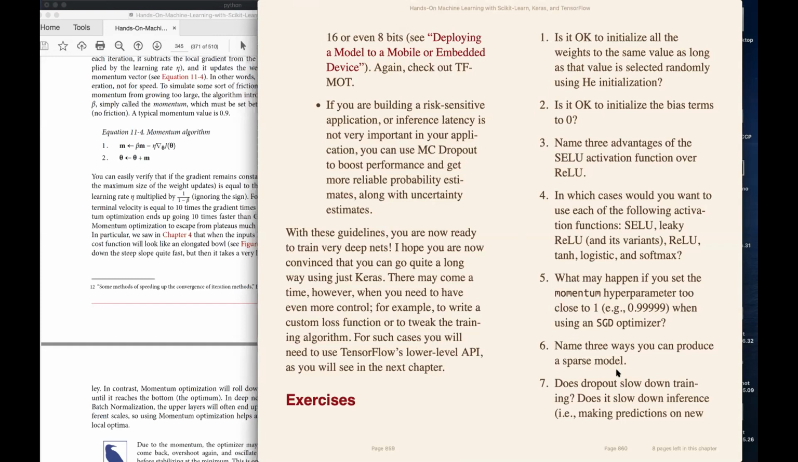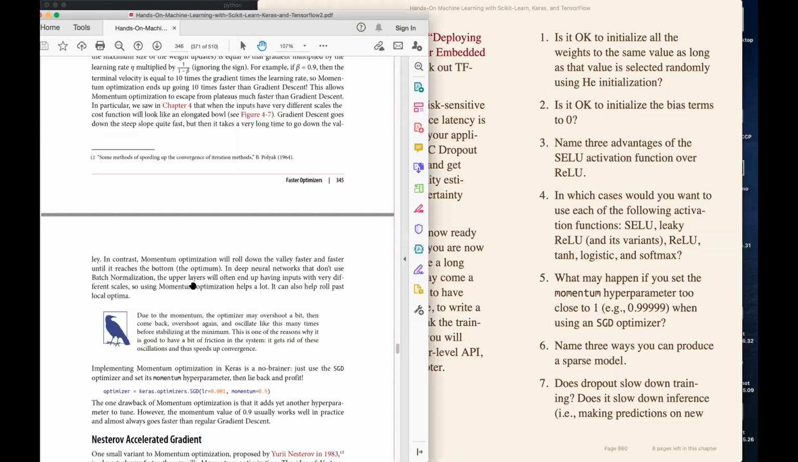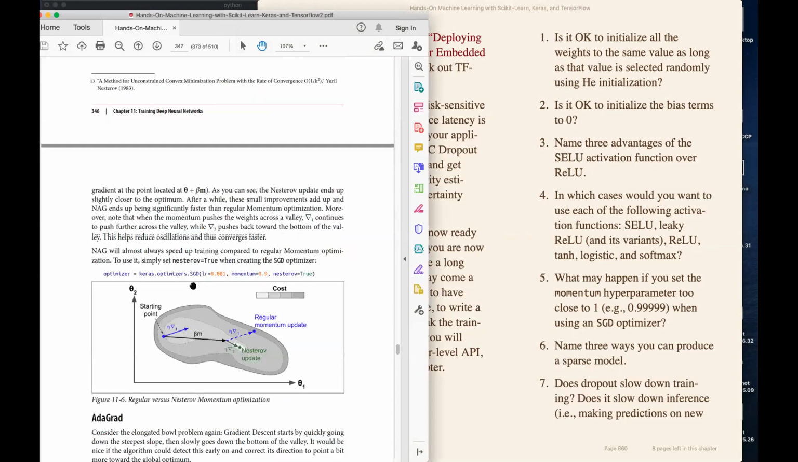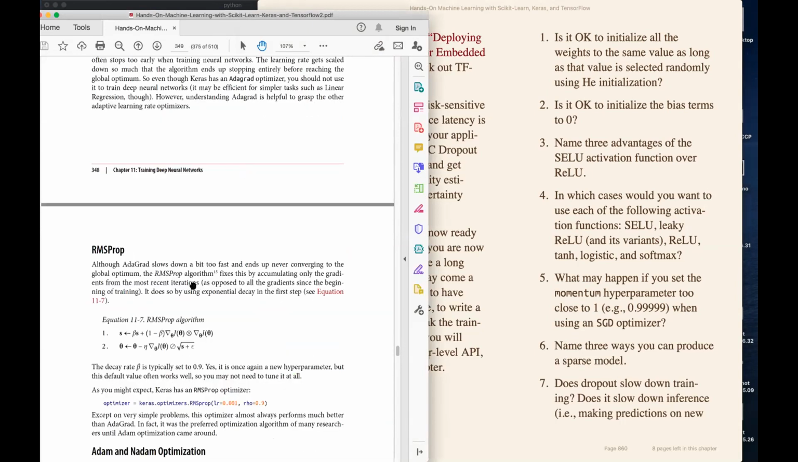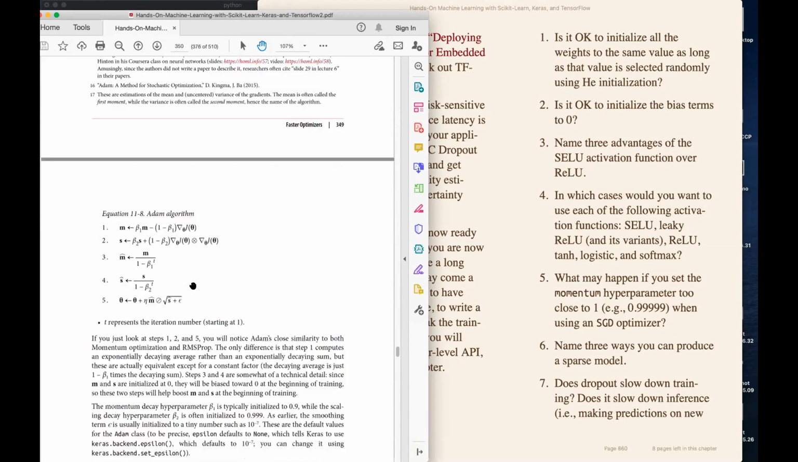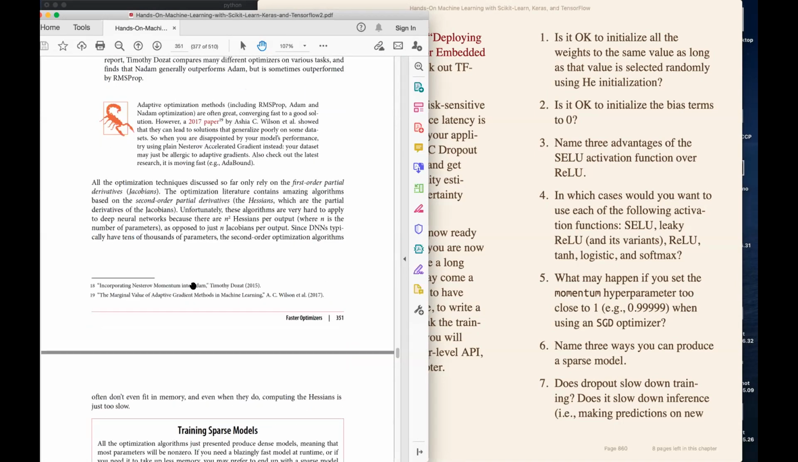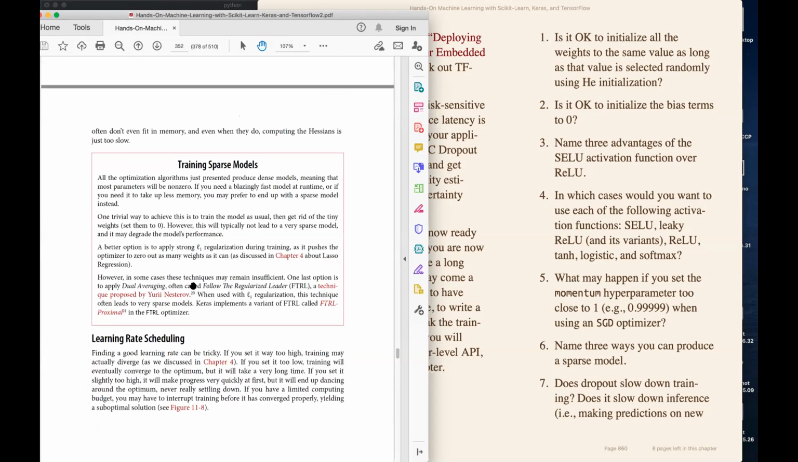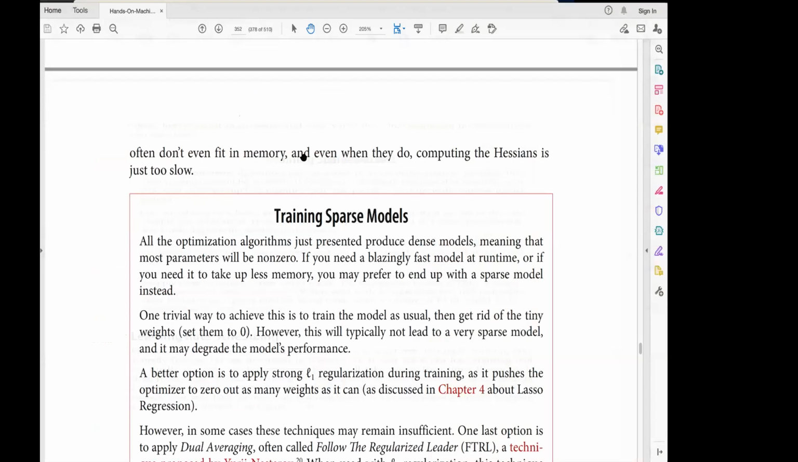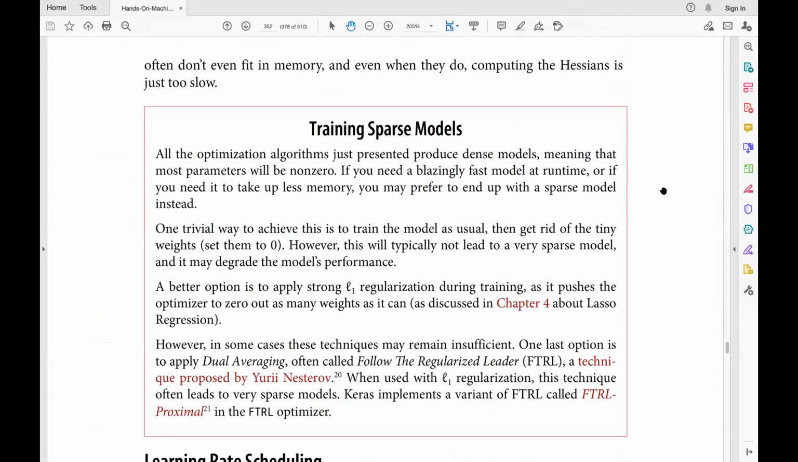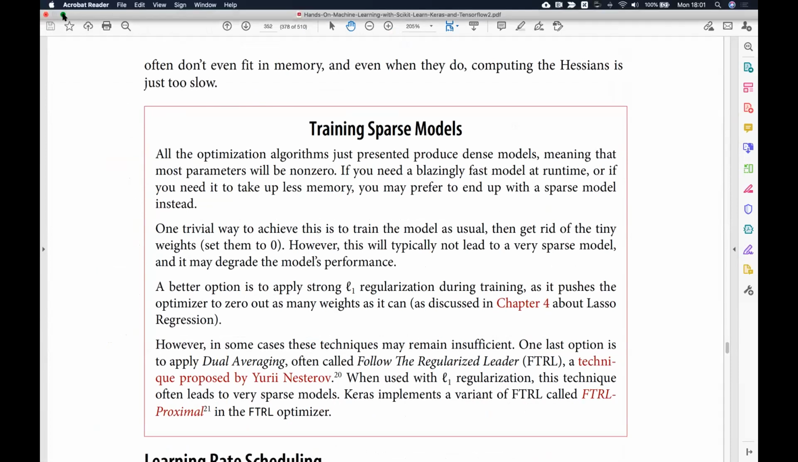What's a sparse model? Yeah, good question. That's a very good question. This is not going to be a quick question. Yeah, I totally forgot. Honestly, here, training a sparse model. So we didn't read the answer of the previous question, right? Oh yeah, okay, I'm sorry. Go ahead, Maria, please.